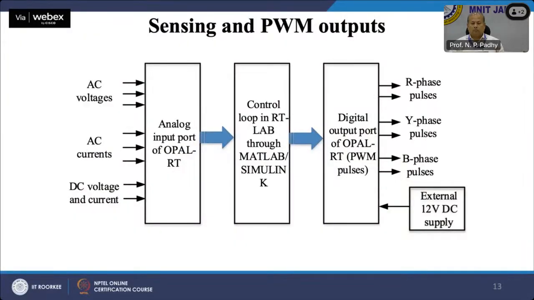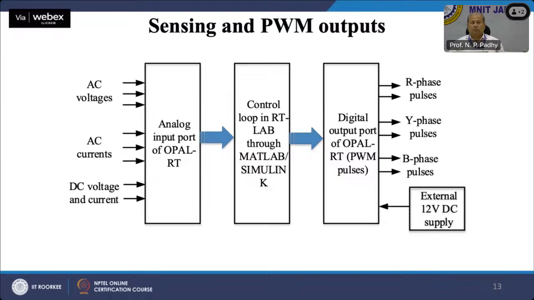The PWM pulses generated from the control system can be taken out of the digital output pins with a magnitude of either plus 5 volt or plus 12 volt by connecting an external DC source to the specific pins of the digital out. Now, the next step is to sense and output PWM.